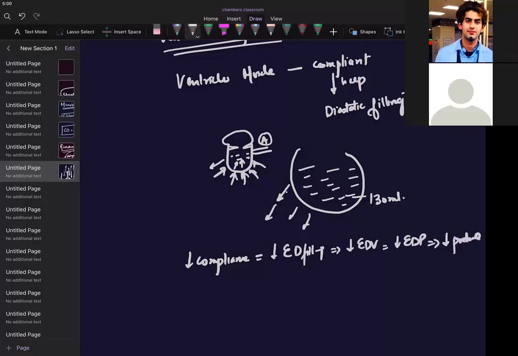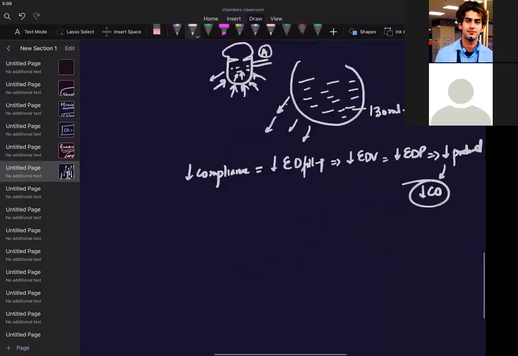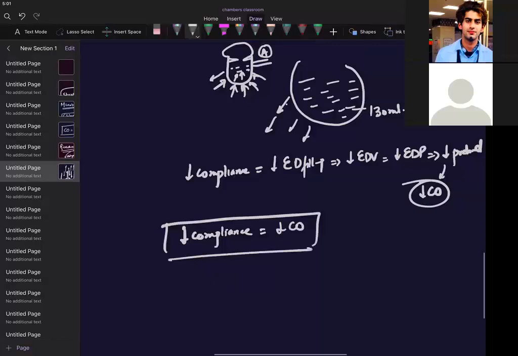Same thing. And that will actually lead to decreased cardiac output. So I can remember simply: decreased compliance is equal to decreased cardiac output. Decreased compliance is equal to decreased cardiac output. Are we clear? Okay.